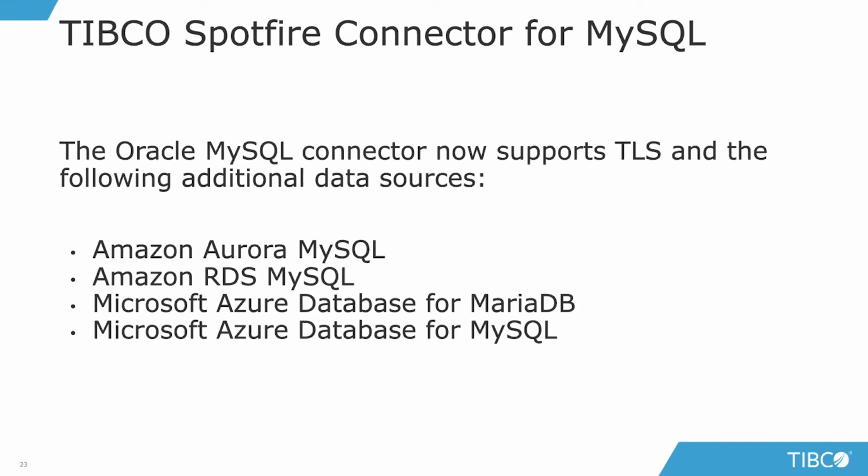Because TLS is something you really need and want when you're accessing data on cloud, because you don't want to send your data and receive your data over a public internet connection. So TLS is mandatory, and now we have that, which means we were able to test and verify that Amazon Aurora MySQL works, Amazon RDS MySQL also works, and 2 new data sources from Microsoft, Azure Database for MariaDB and MySQL. So really great to be able to push queries into these cloud data sources.